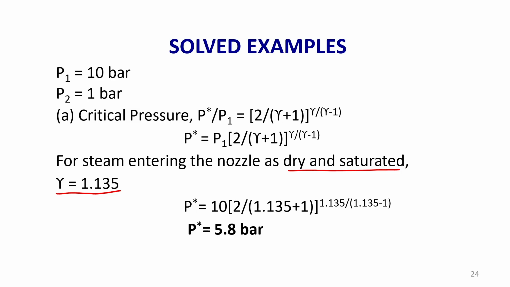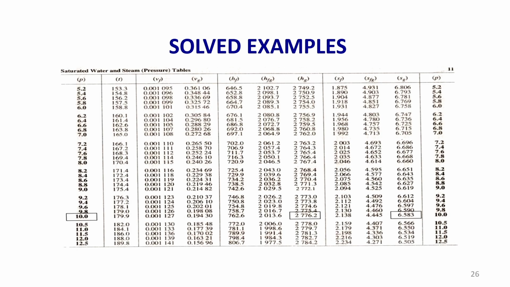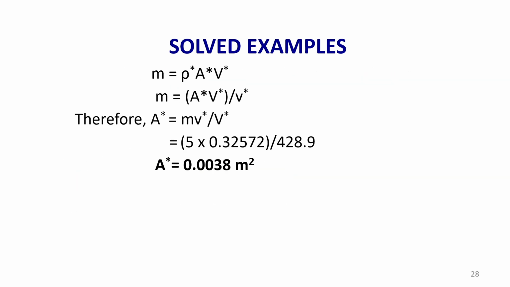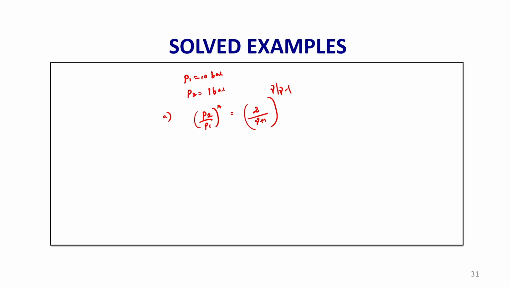Substitute the value and you will get P star. We can write P2 by P star also. P2 star is nothing but P star; at the throat, P1 star, P2 star and P star are all the same. That is why in the previous problem I used P2 star, and here I am using P star. So P2 star is equal to P1 times (2/(gamma+1))^(1/(gamma-1)), where gamma is 1.135 for dry saturated steam and 1.3 for superheated steam.